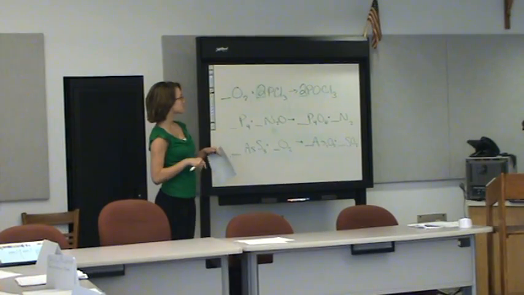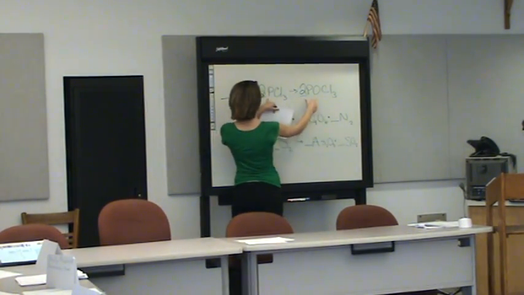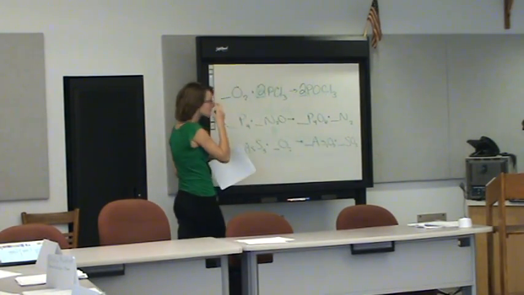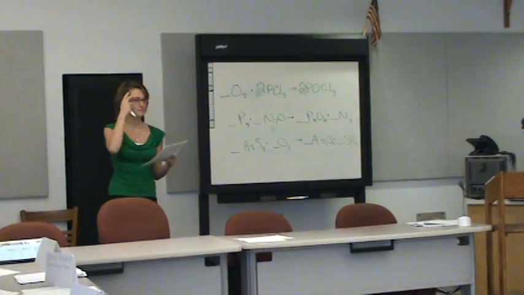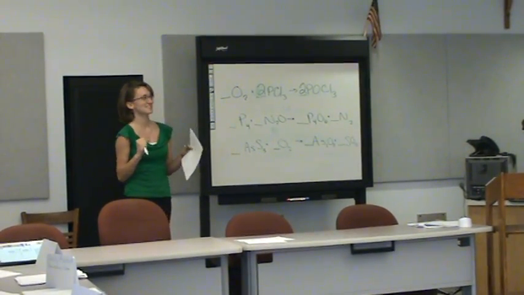Okay, so go back, double check, make sure you have everything right. 2 oxygen, 2 oxygen, 2 phosphorus, 2 phosphorus, and 6 chlorine. Anyone want to lead me through the next one? Be a brave soul.